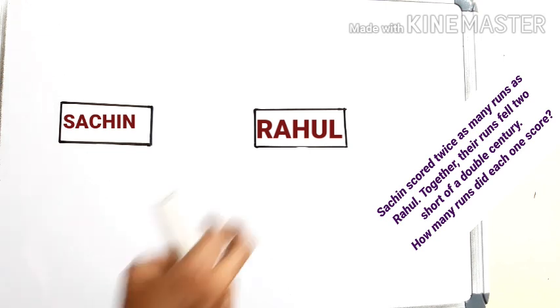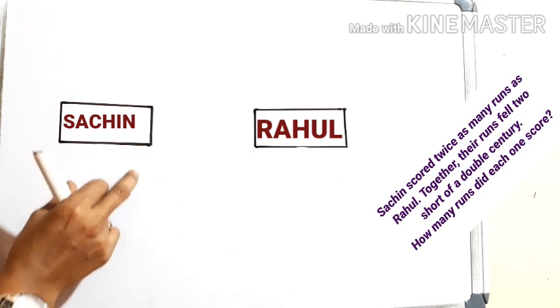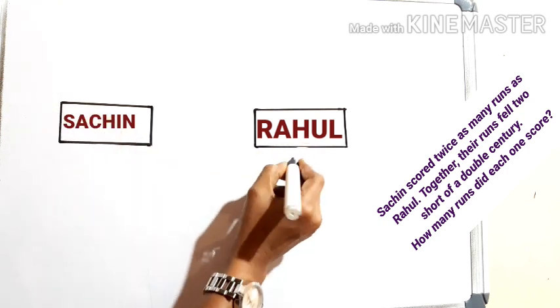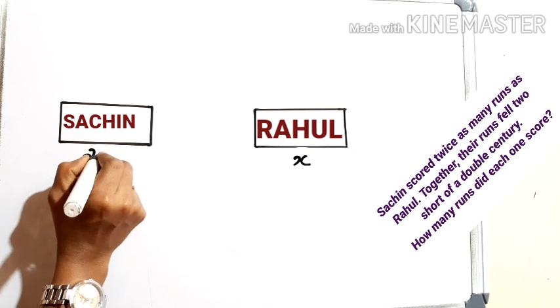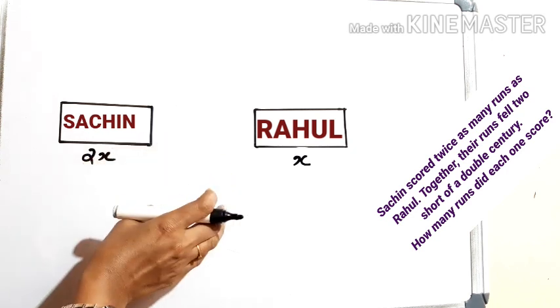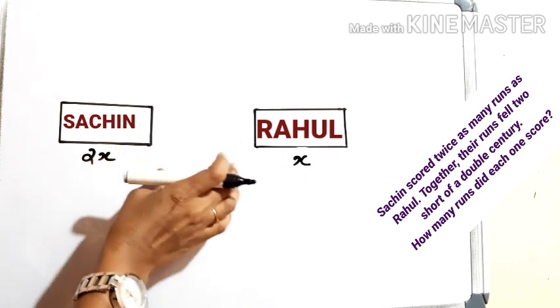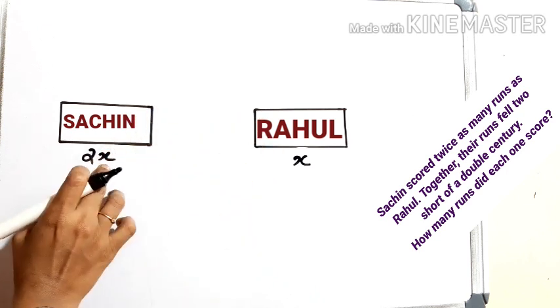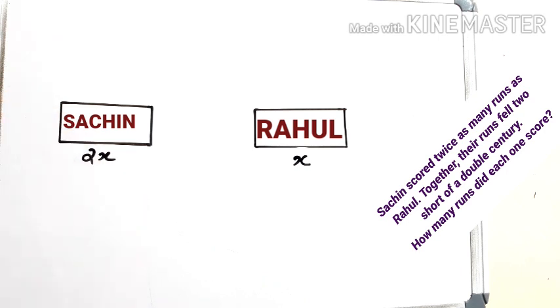Sachin's score will be double, or twice, or 2 times Rahul's score. If it is x, what about here? Yes, we can write 2x. We have to find the scores of Rahul and Sachin separately. To get those two values, first we have to find the value of x. To find x, one hint is already given.